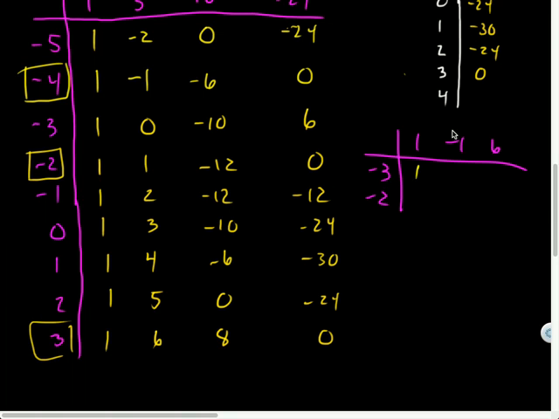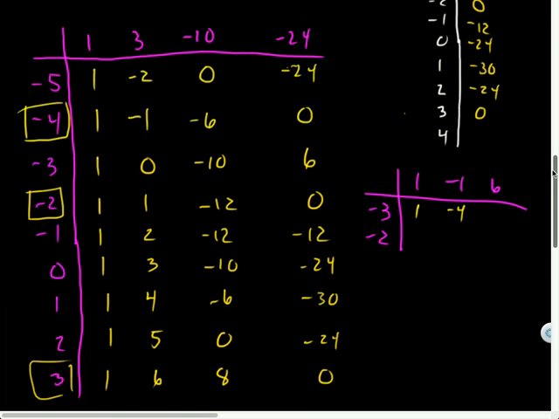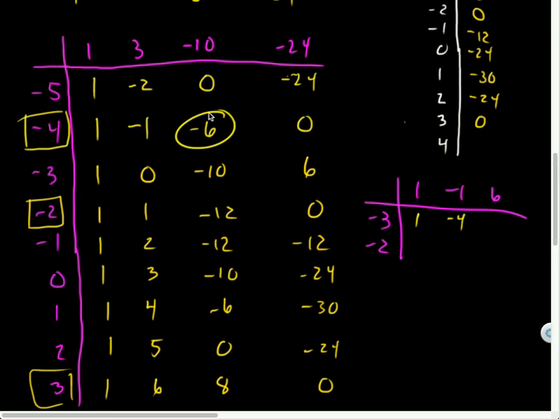So 1, negative 3, negative 4, and then that'd be... That's a negative. Is that a negative? Wait. Oh yeah, good call. Thank you. You guys always get my back. Let's see. Yeah, negative 1, negative 6.